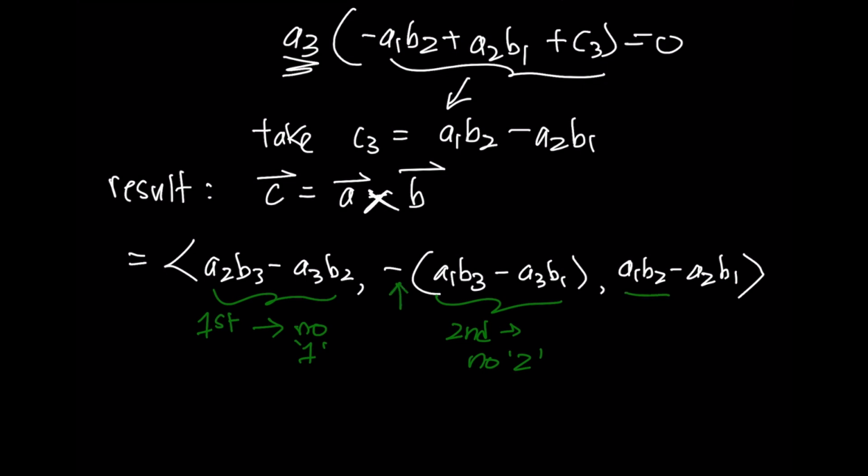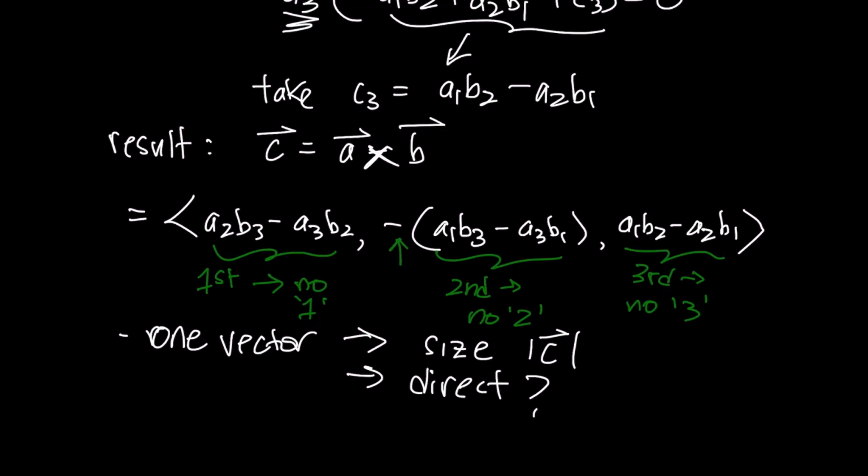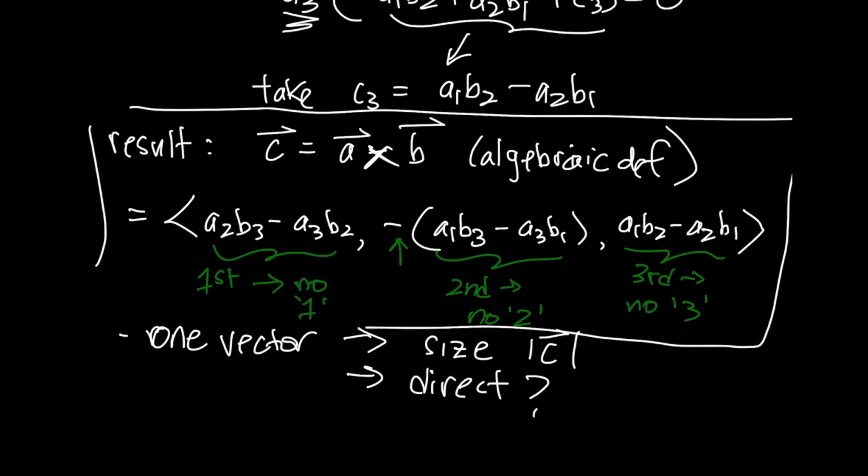And in the third component, guess what? There is no 3. A1B2 minus A2B1. This is one single vector. We will refer to this as the algebraic definition of the cross product. The last thing we need to sort out is its direction.